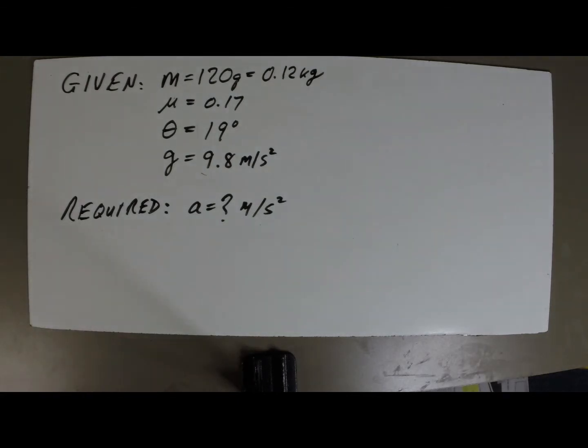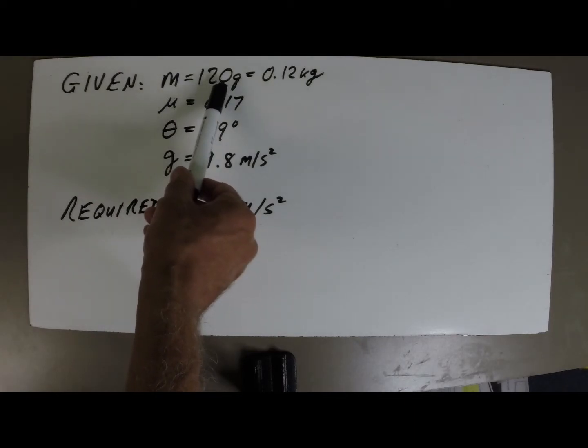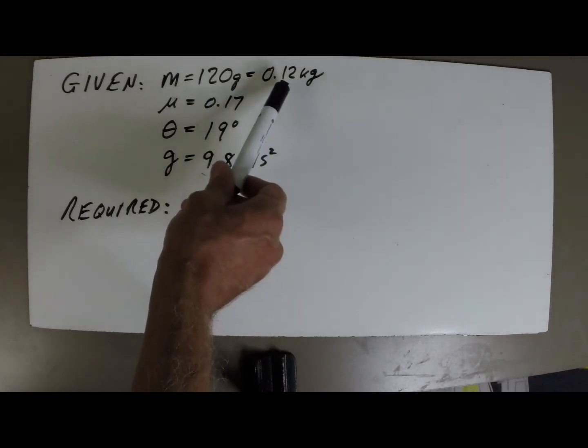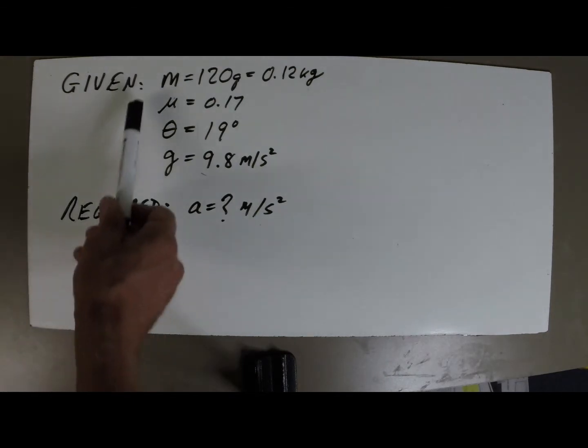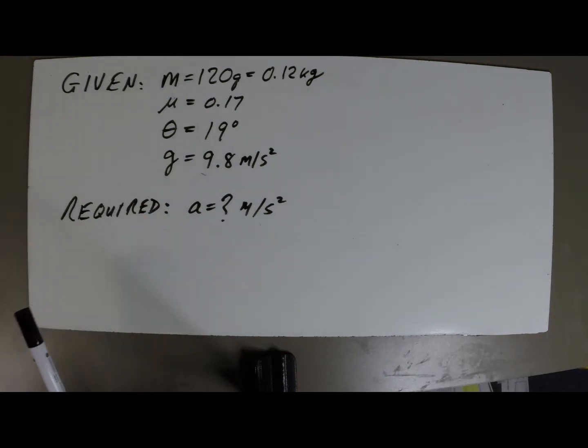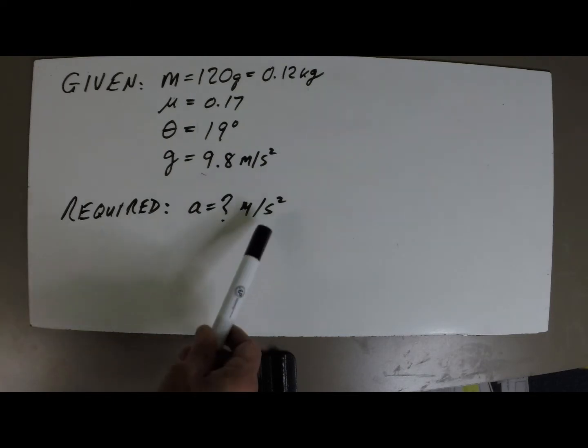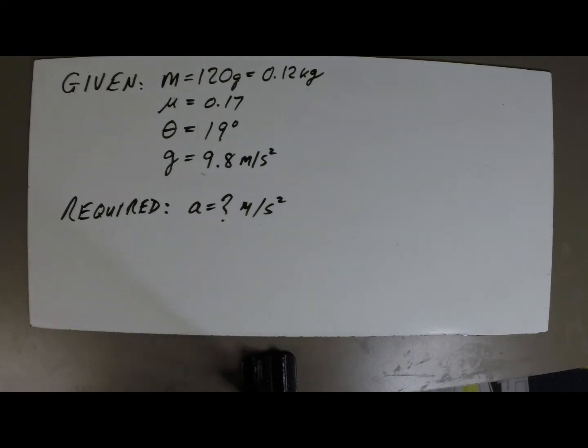Now we write down the given information for the problem. We have the mass of 120 grams, which we will transform into 0.12 kilograms, the coefficient of friction 0.17, the angle of 19 degrees, and we will need g equals 9.8 meters per second squared because the force that is actually causing the object to accelerate is a component of gravity. What we're required to find in this particular problem is the acceleration. We don't know the value yet, but we know the units will be meters per second squared.